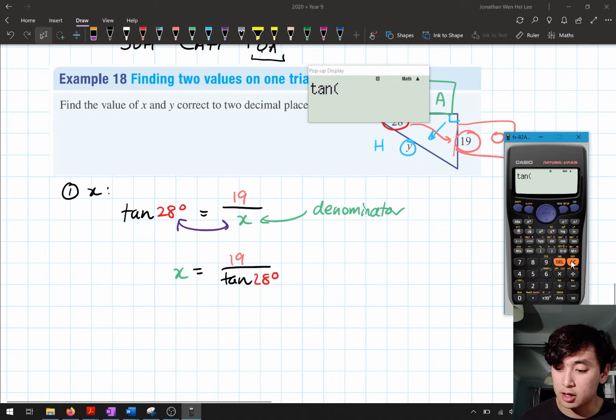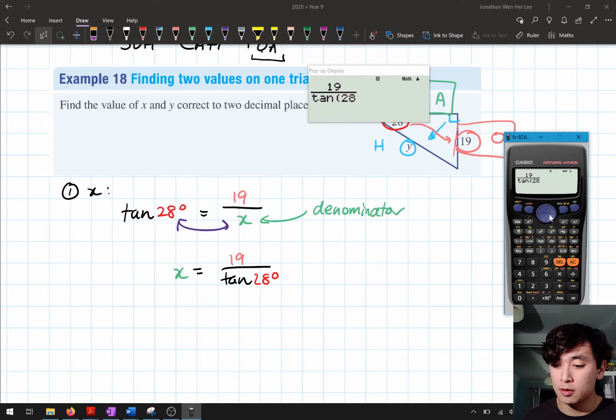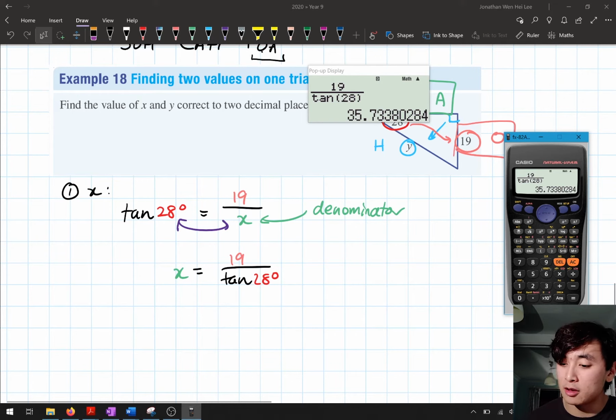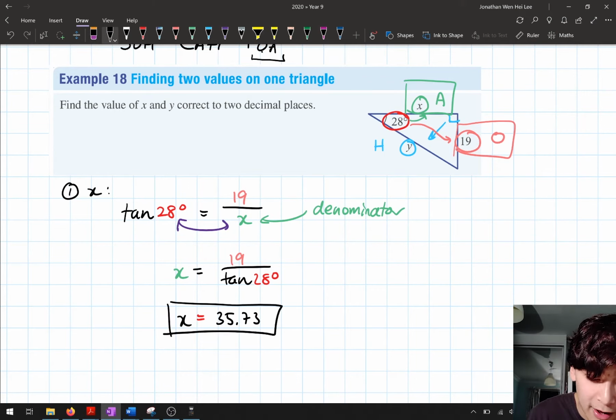Tan, oh, whoops, let's try that again. 19 over tan 28. Now it's really important you close that bracket. If you don't close that bracket, let me just show you once here, you get a syntax error. That's not good. I don't want a syntax error. So I'm going to go back and close that bracket. And there we go. We have a value, 35.733. Two decimal places, so that's 35.73. So I've got my x value for this one.